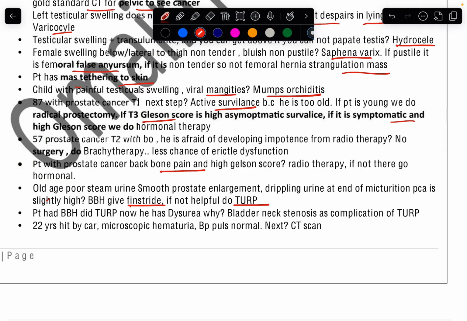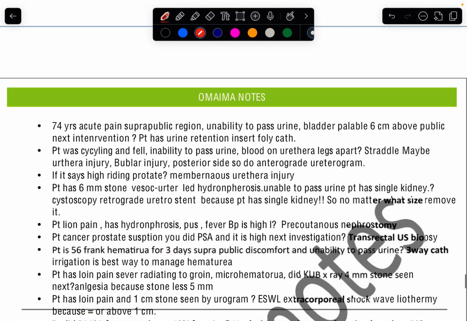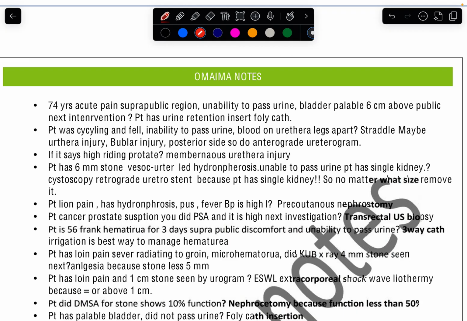22-year-old hit by the car. Microscopic hematuria, BP and pulse normal, CT scan. 74-year-old, acute suprapubic pain, inability to pass urine, bladder palpable 6 cm above the pubic symphysis. Patient has urine retention, Foley's catheter. Patient cycling fall, inability to pass urine, urethral injury, maybe bulbar urethral injury, antegrade urethrogram.